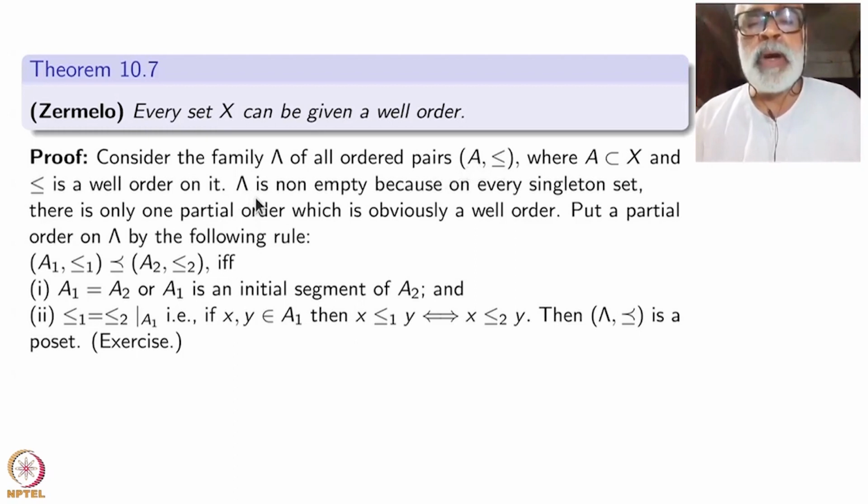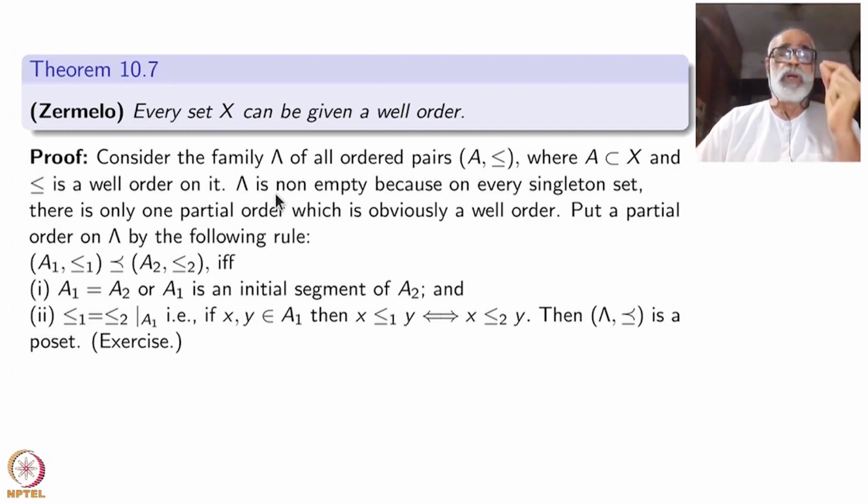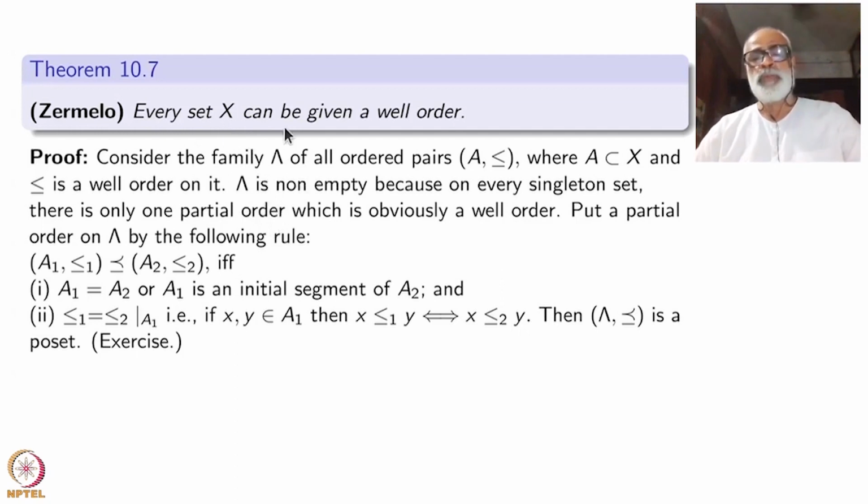Why is Lambda non-empty? Because singleton sets can be given only one partial order, and that partial order is automatically a well order, and they are elements of Lambda. Therefore, Lambda is non-empty. You start with X non-empty. So here I am assuming X non-empty. Don't worry about empty sets here. All right.